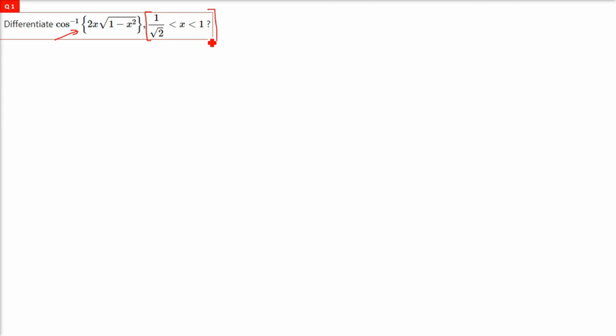in various resources available online, YouTube, Facebook, etc., the solution is only constrained to cos inverse and the content, but there is a boundary being given, 1 by root 2 and 1, so x is between 1 by root 2 and 1. Now the solution of this differentiation doesn't only depend on the straightforward way, but also with reference to the boundary values being given. So let me tell you certain things.